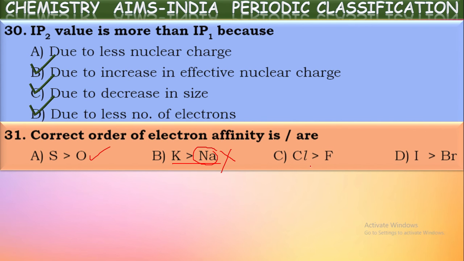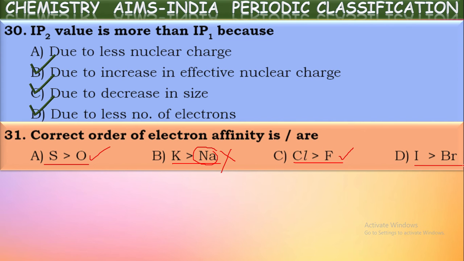And the next, chlorine and fluorine both belong to the same group. Top to bottom electron affinity decreases. But here, in the case of the sixth and seventh group elements, the second element in that group has the greater electron affinity because of the very small size of the first element. Whatever explanation we told here, the same we can say here also. So actually fluorine should have the greater electron affinity, but it has lower electron affinity than chlorine because of the very small size of fluorine, right? So chlorine has greater electron affinity than fluorine.